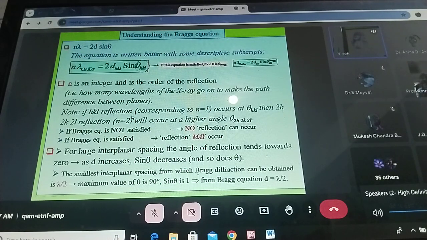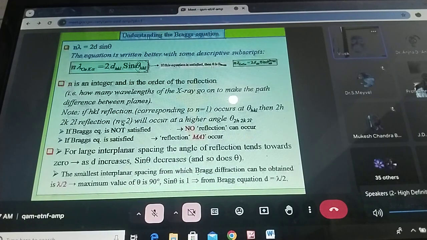Note, if the hkl reflection corresponding to n equal to 1 occurs at theta_hkl, then the 2h 2k 2l reflection will occur at a higher angle. So this is very, very important to filter out n from your formula. If the hkl reflection occurs at theta_hkl, then for this what is the value of n? 2. It will occur at a higher angle, theta_2h2k2l. If Bragg's equation is not satisfied, what will happen?